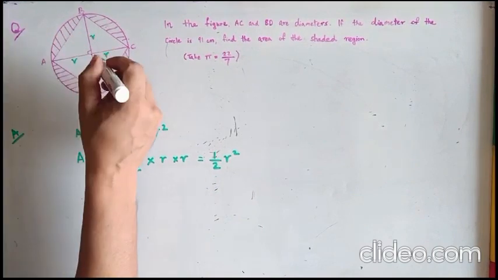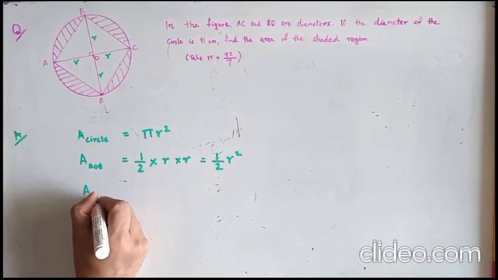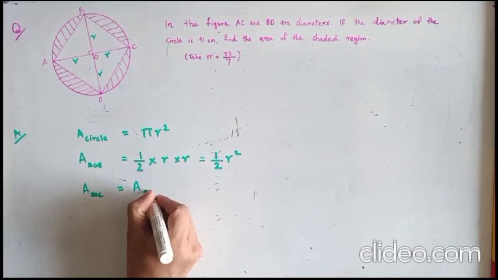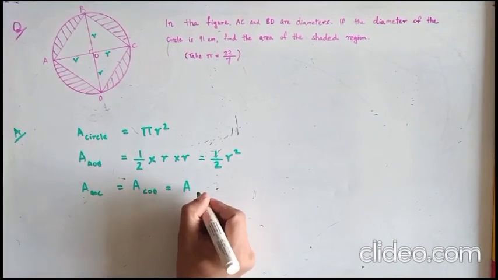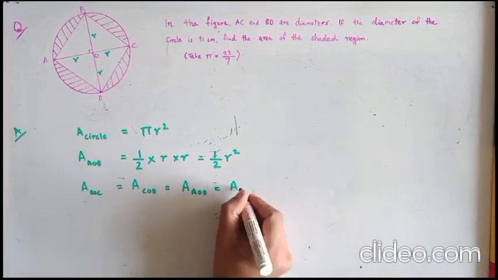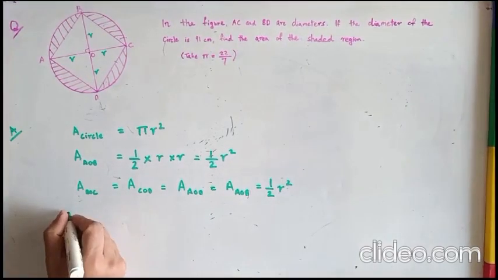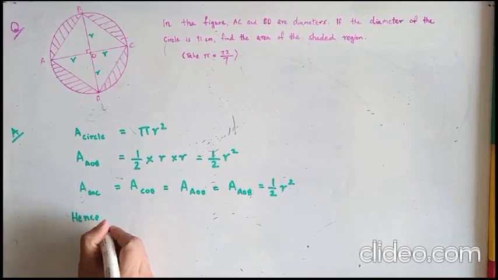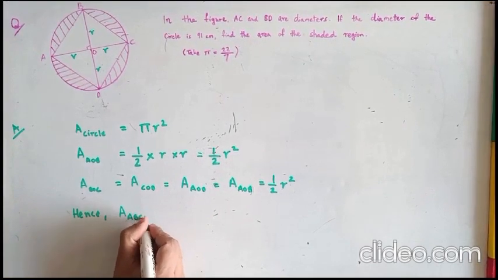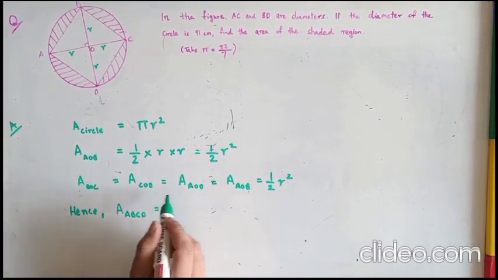Now, what will be the area of these other triangles also? The area of triangle BOC is equal to the area of triangle COD, is equal to the area of triangle AOD, which is basically equal to the area of the triangle AOB, which we have already found as half R squared. Hence, the area of the square ABCD is equal to the sum of the areas of all these triangles.